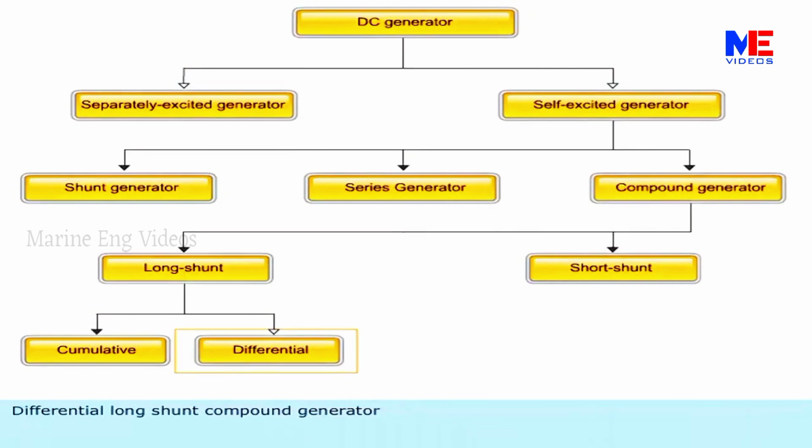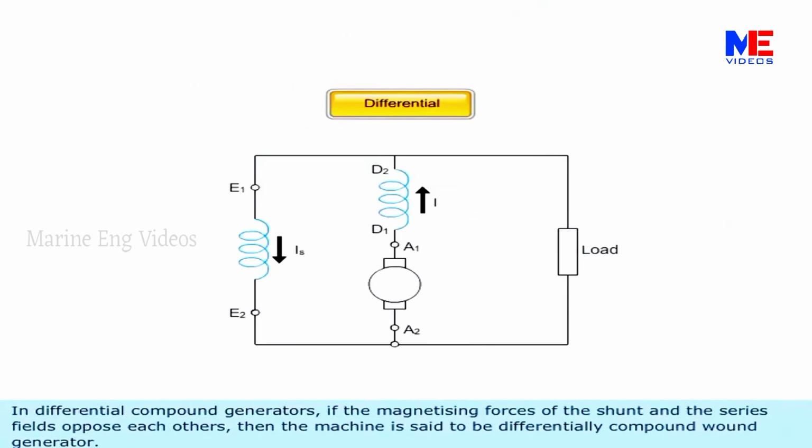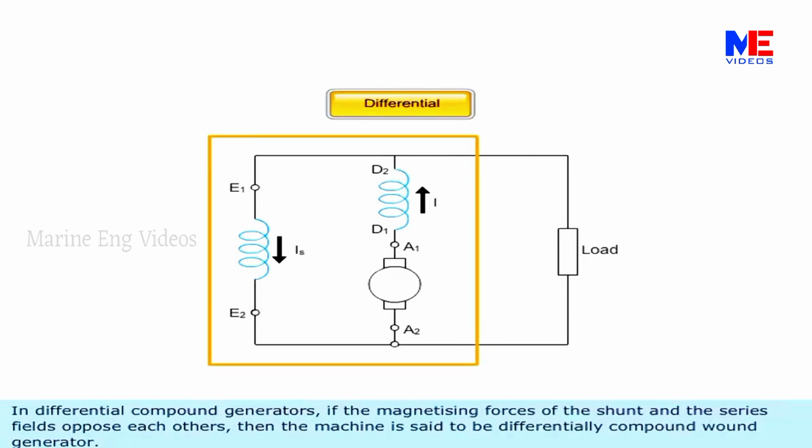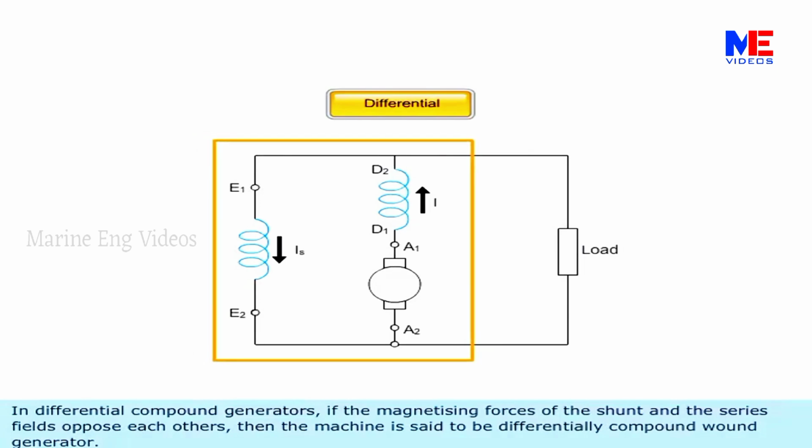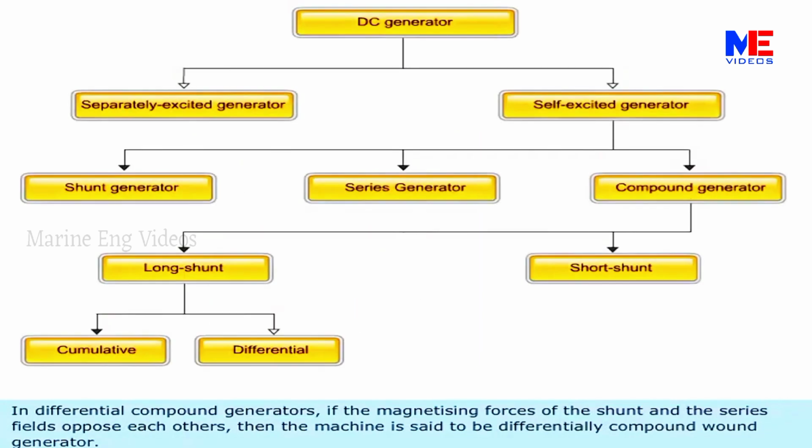Differential long shunt compound generator. In differential compound generators, if the magnetism forces of the shunt and the series fields oppose each other, then the machine is said to be a differentially compound wound generator.